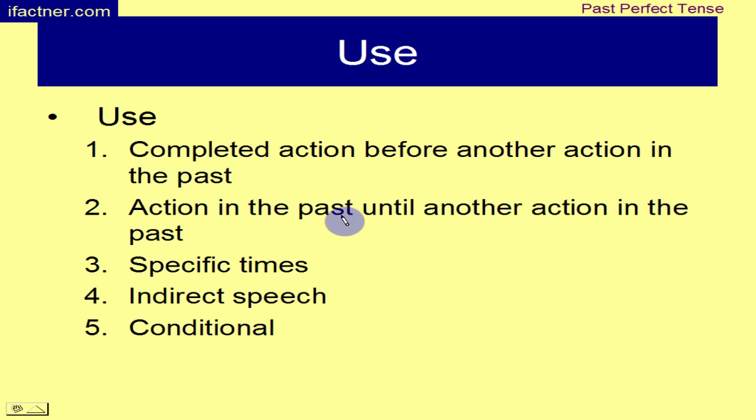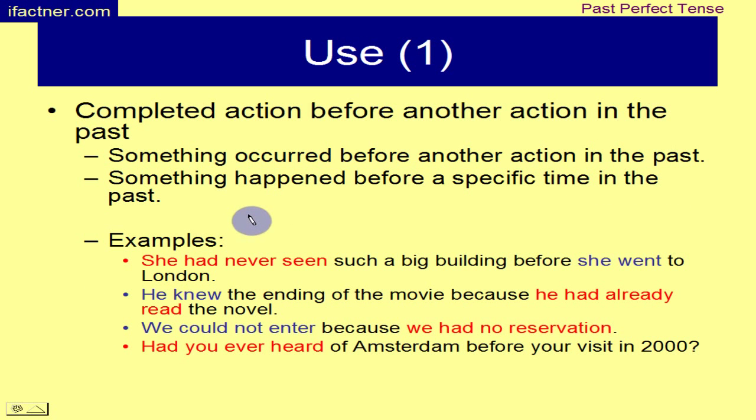Now we will discuss in which situations we use past perfect tense. There are 5 main scenarios in which we use past perfect tense. The first one is a completed action before another action in the past. Something occurred before another action in the past, or something happened before a specific time in the past.